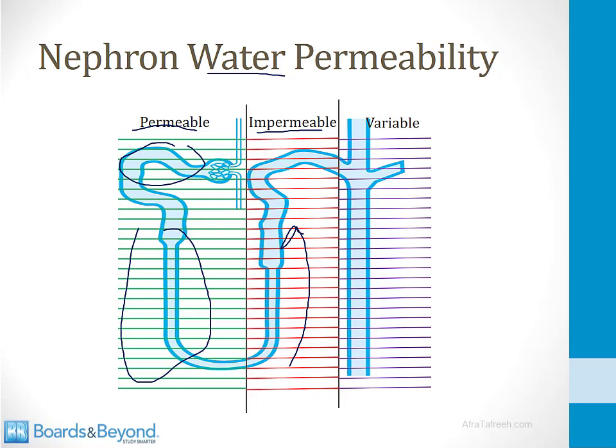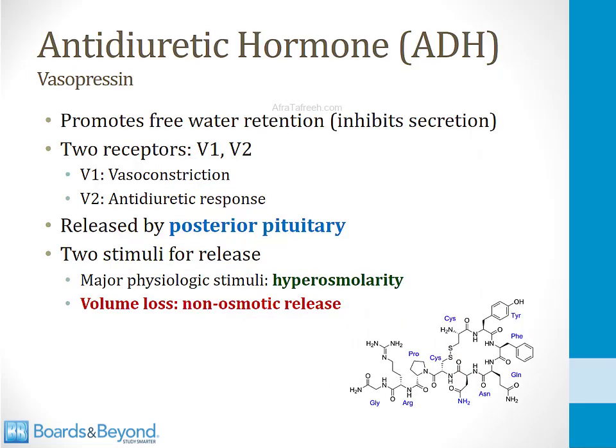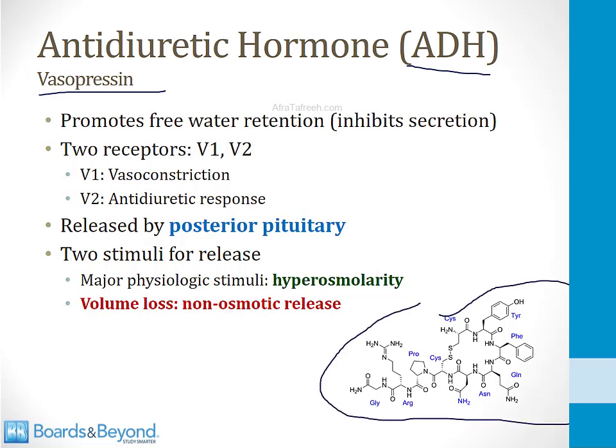And then the last section of the nephron is the collecting duct, shown here. The water permeability of this section is variable, and it all depends on antidiuretic hormone. Antidiuretic hormone is often called ADH. It is also sometimes called vasopressin because it can raise the blood pressure. It's a large peptide hormone. Note that it has a very different structure from the steroid hormone aldosterone. And what ADH does is it promotes free water retention and inhibits secretion of free water by the kidneys.